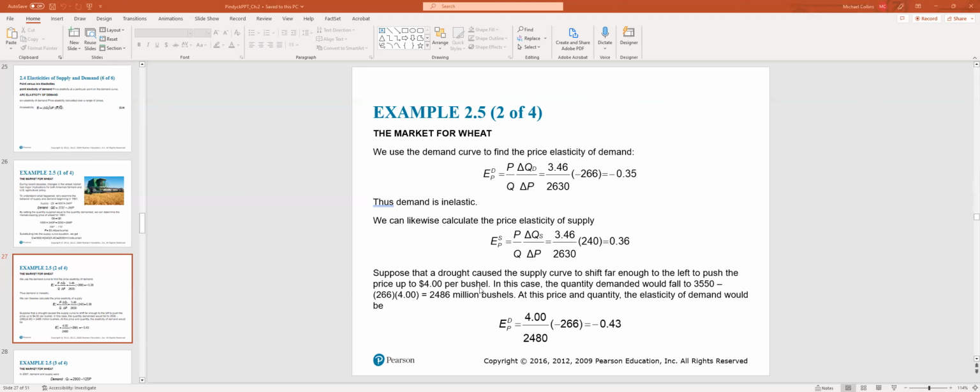Suppose that a drought causes the supply curve to shift far enough to the left to push the price up to $4 a bushel. In this case, the quantity demanded would fall to 24.86 bushels. At this price and quantity, the elasticity of demand would be 0.43. So we've seen that it's still inelastic, but less so.